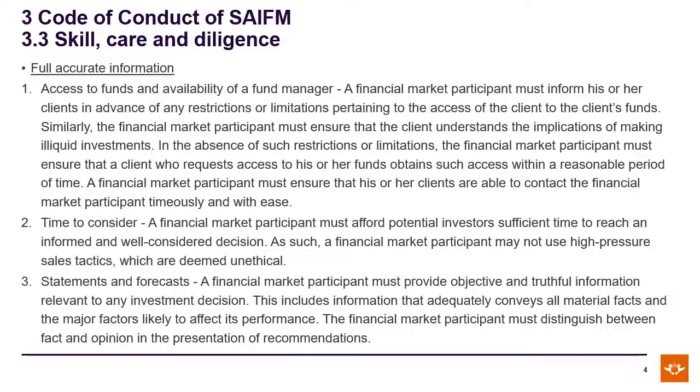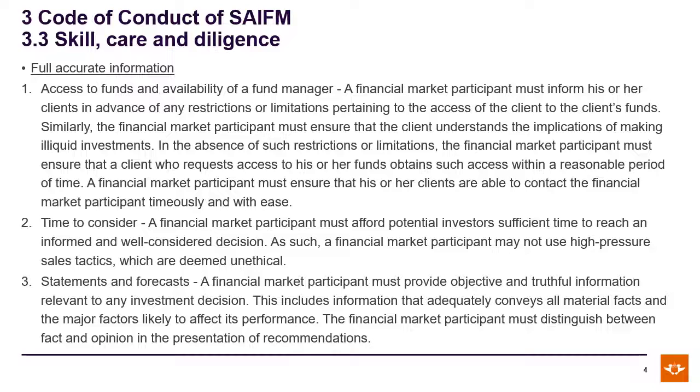Now, when dealing with care and diligence, we look at full and accurate information, and there are 6 points that we have to deal with here. So we talk about access to funds and availability of fund managers. So you need to tell your client in advance if their funds will be tied up for a certain period of time, and the client needs to understand the implications of having such an illiquid investment. So if they cannot touch their money for a year, for 10 months or whatever it is, they need to understand the implications of that. And also, if they still wish to access the funds, what penalty do they have to pay in order to access the funds early?